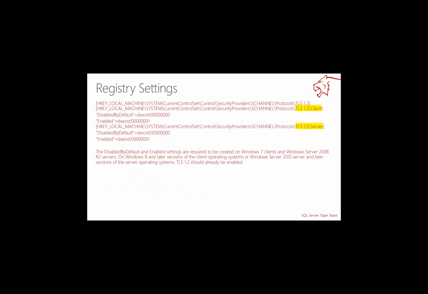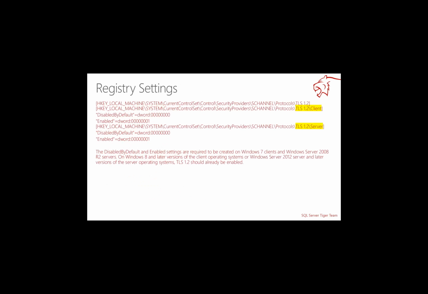I have one final question if you'd like to hear it. Sure. Thomas Shakur asks, if the Windows OS has TLS 1.2 enabled, does SQL Server also need to have it enabled? So the question is, if Windows Server has TLS 1.2 enabled, does SQL Server require it?